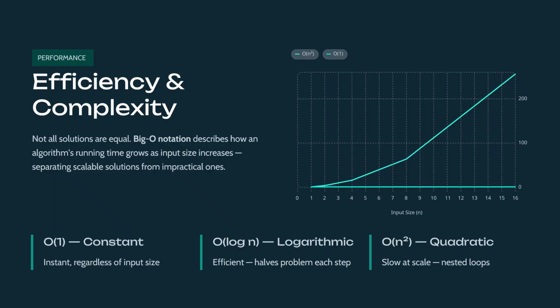Title: Efficiency and Complexity. Having a correct algorithm is not enough, it must also be efficient. Algorithm efficiency is commonly analyzed using Big O notation, which describes how an algorithm's running time grows as the input size increases. An algorithm with O(1) complexity executes in constant time, regardless of the amount of data.